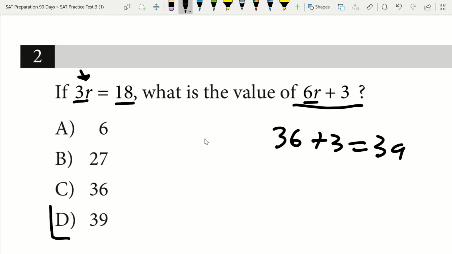Okay, notice how much faster that is than if I was to divide each side by 3 here, and then get 18 over 3 equals 6, then plug 6 in for r, do 6 times 6, and then add 3.